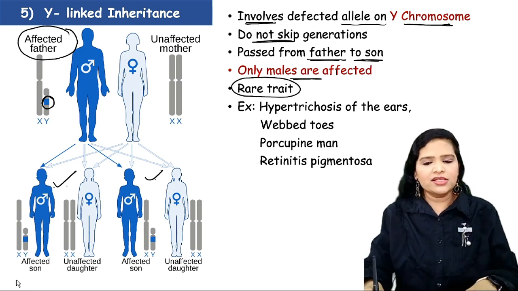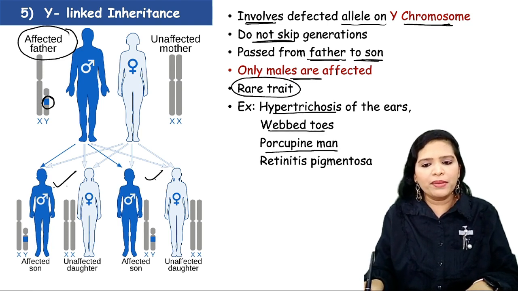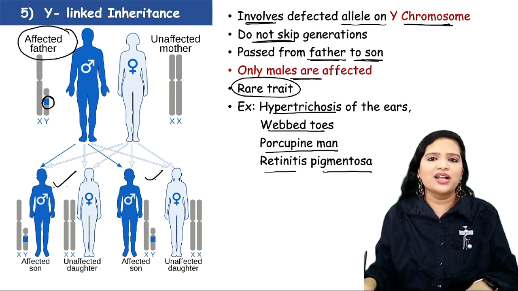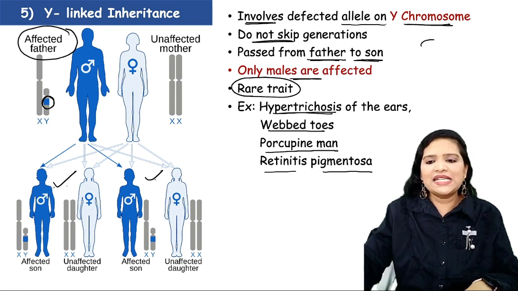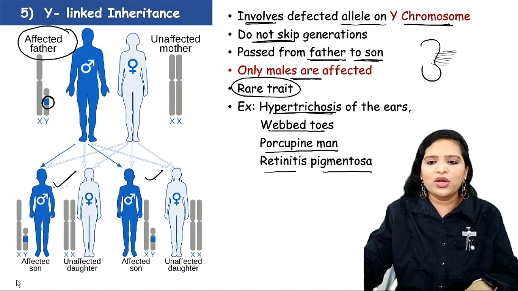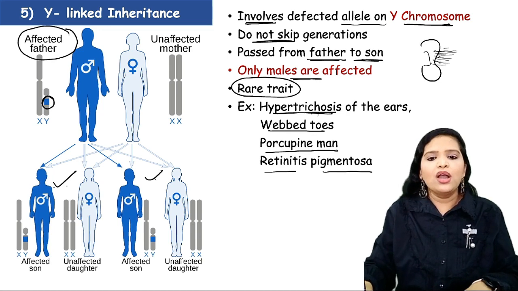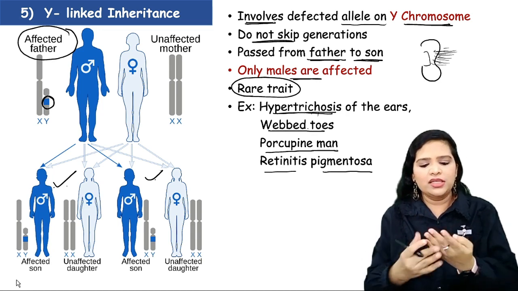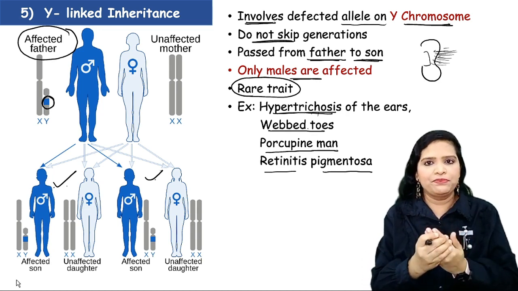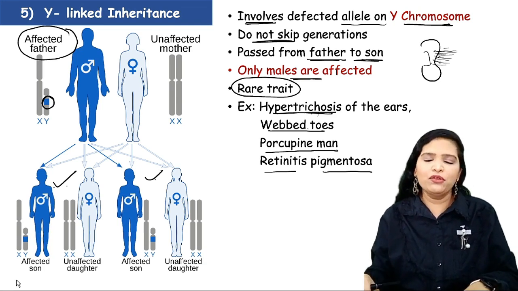So examples for this are hypertrichosis of the ear, webbed toes, porcupine man, retinitis pigmentosa. What is hypertrichosis? If you see the ear of some males, you could see the hairs coming out like this from the earlobe. Okay, so this is called hypertrichosis. This is also a genetic inheritance. Webbed toes means the toes will be clubbed. Okay, so like this. These are some examples for Y-linked type of inheritance.